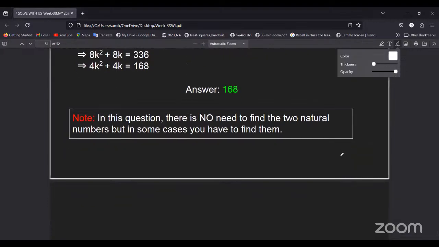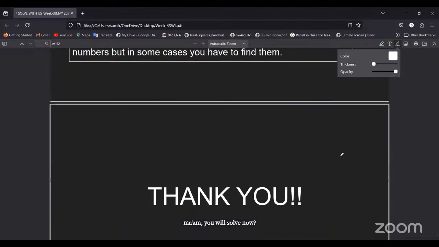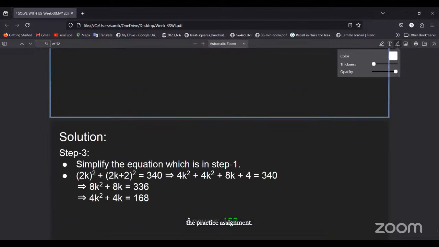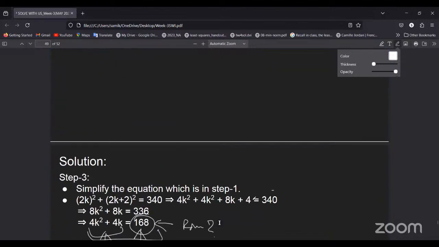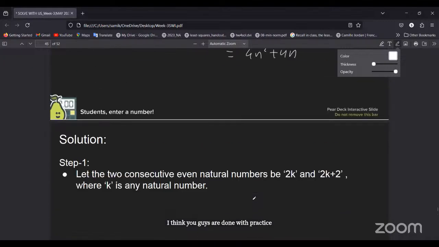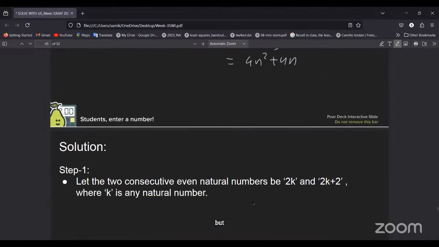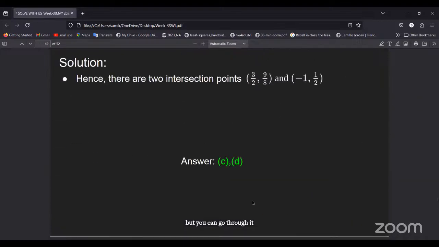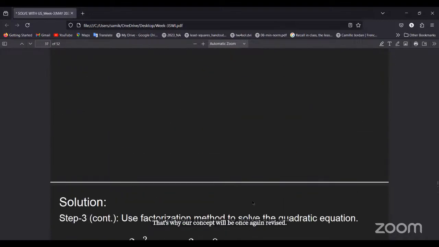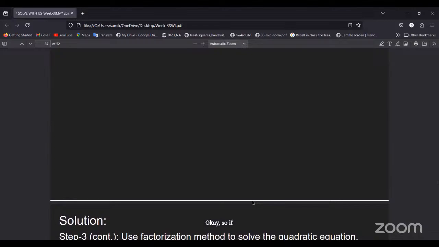Ma'am, what will you solve now? The practice assignment? I think you guys are done with the practice activity, all things, right? But you can go through it. That's why our concept will be revised once again. If you have any doubt in the practice assignment, you can ask. I'll jump to that question and try to solve. Just one by one. Yes, Zoha.